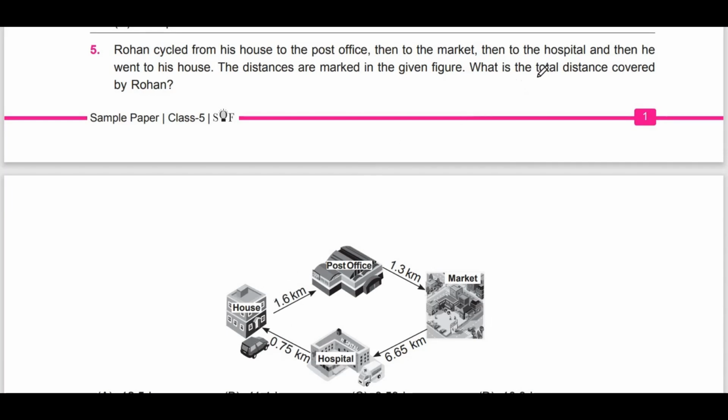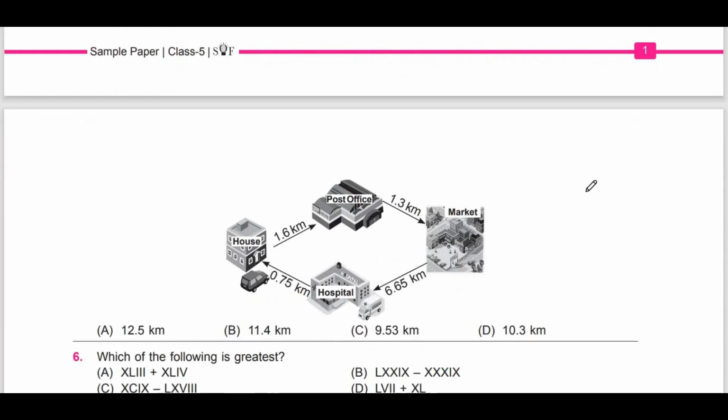The question asked us what is the total distance. So the keyword here is total. So whenever we have the word total, what we will do? We will add them. Right. Now let's add the distance traveled. So let us write the distance here. What is given to us is 1.6 kilometers. That is 1.60 and 1.3 kilometers. And then 6.65 kilometers. And then 0.75 kilometers. So these are our kilometers and this is our meters.